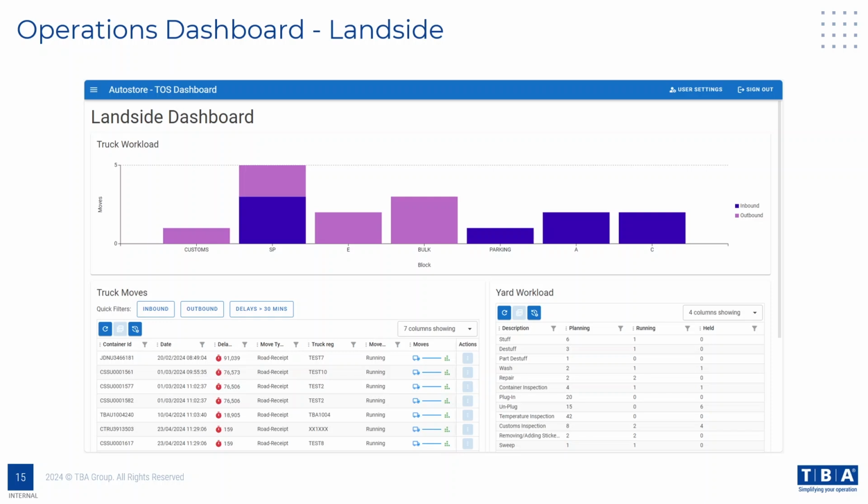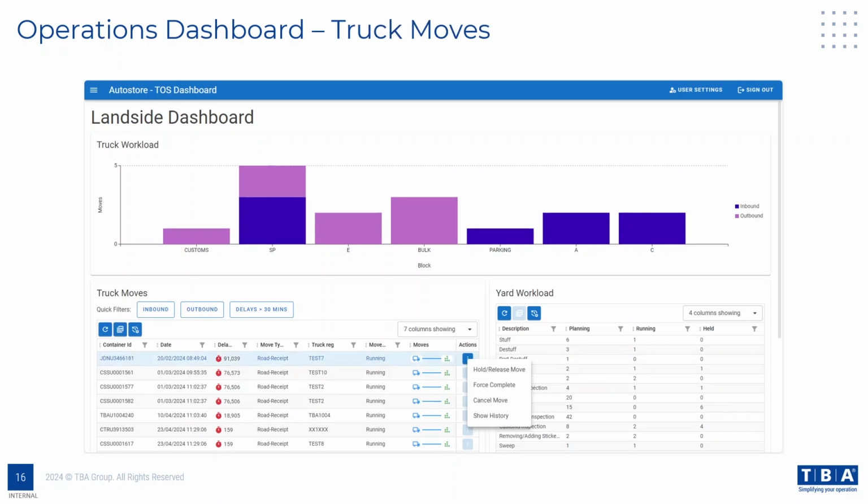Truck moves. So just here you can see the grids, of course, are interactive. So if we pretend this is actually the MHE move screen or container move screen from the existing main client, you can see that you can perform some actions on those moves. So just as an example, we've done those typical actions: hold and release, resume, cancel, and force complete. And for good effect, we've also added a show container history action on those containers that are in that list.